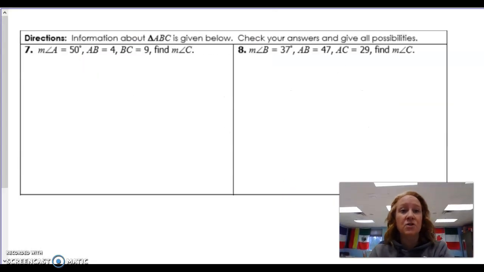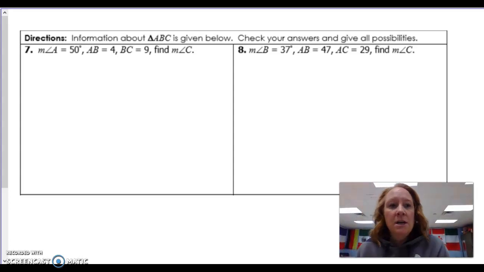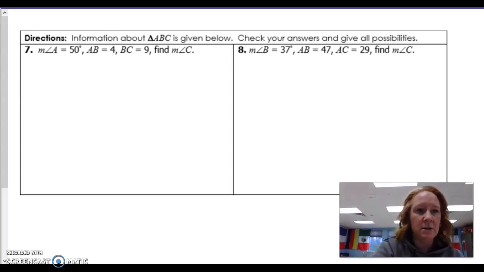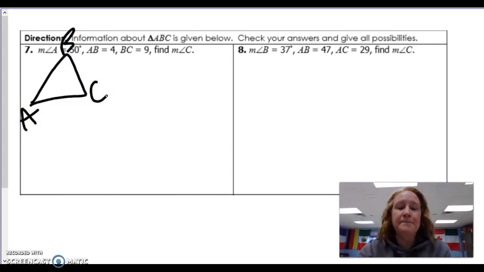Okay, so let's try some. Information about triangle ABC is given below. Check your answers and give all of the possibilities. All right, so I'm going to draw a picture. It might not be perfect. I'm going to call this A, this B, and this C. It does not matter where you put ABC. This might not be to scale, but I'm just writing some things so I can figure it out.